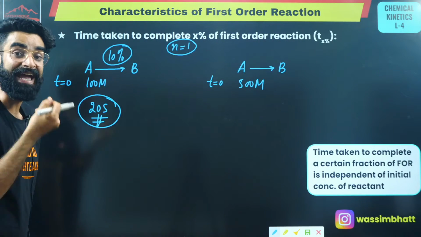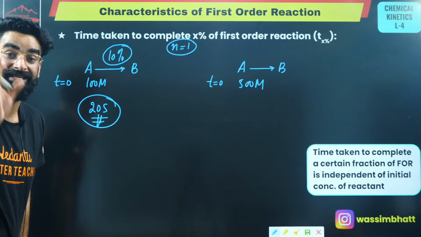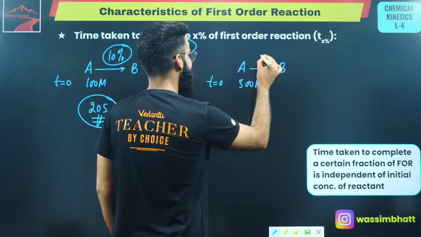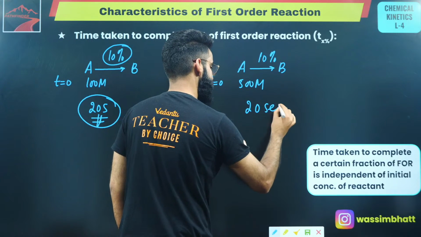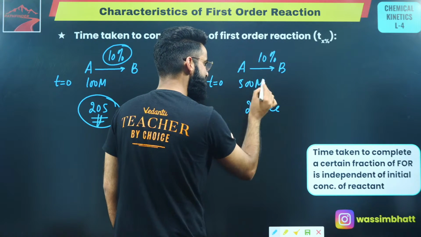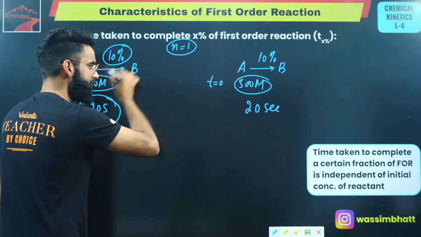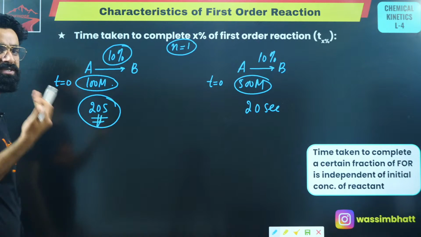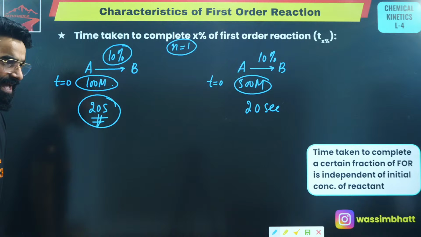Since we know the time taken to complete a certain percentage of a first order reaction is independent of the initial concentration, the time taken to complete the same 10% of the reaction over here will again be 20 seconds, right? No matter what initial concentration you keep, the time taken to complete a certain percentage of a first order reaction does not depend on the initial concentration of reactants. As simple as that.